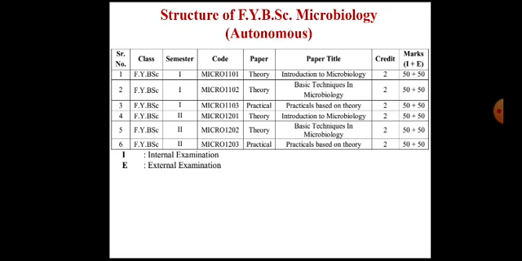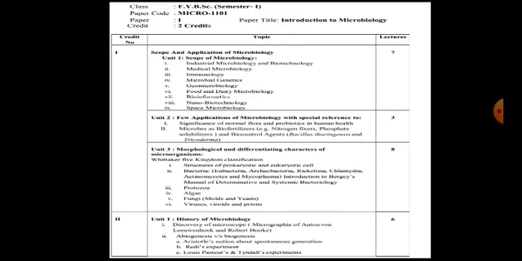Each credit will consist of 18 lectures. So in semester 1, for paper 1, that is Micro 1101, there are 2 credits. That means 18 into 2, so in all 36 lectures will be there for paper 1, and likewise there will be lectures for paper 2 and the practical course also.